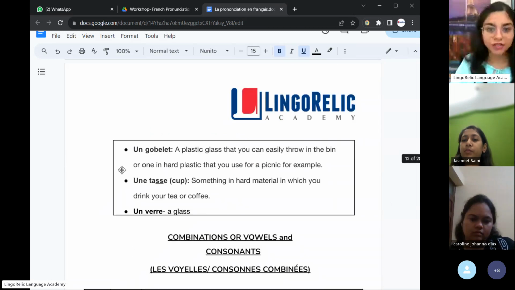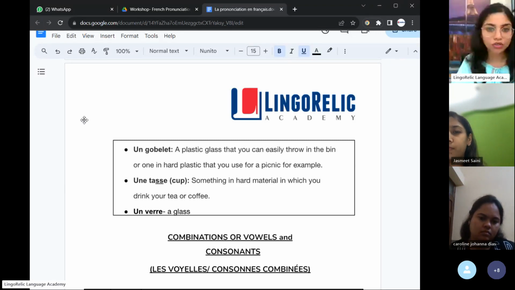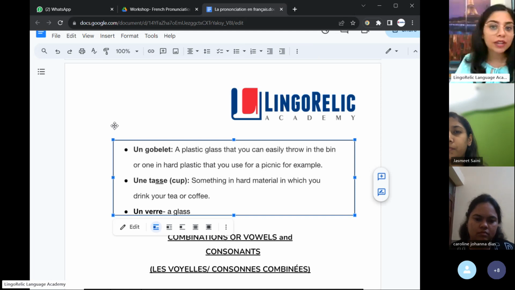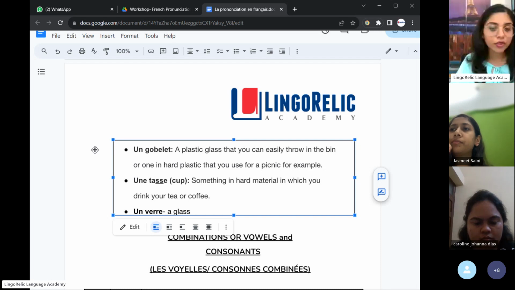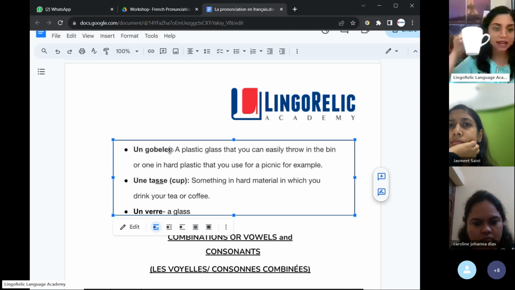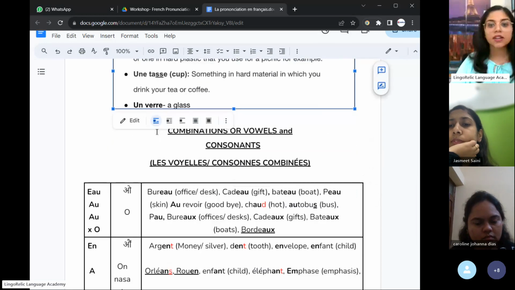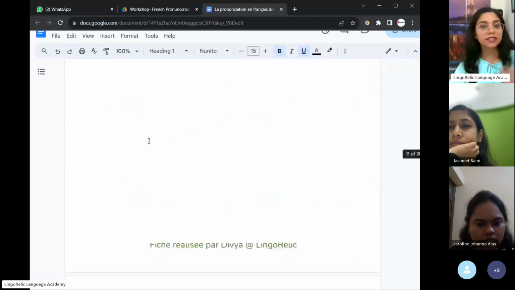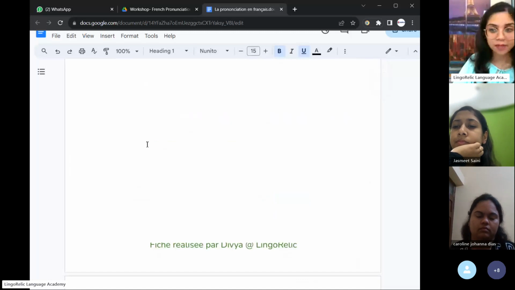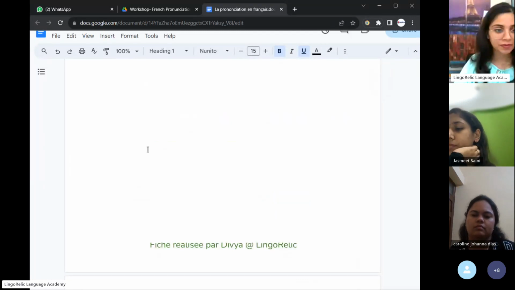Vous savez, une petite chose, a little general knowledge that you need to know, some words. So you have un gobelet, which is a plastic glass, which can be disposable. You have une tasse, a cup, something in hard material. Ça, c'est une tasse. D'accord? Après ça, vous avez un verre. Un verre is a glass, not a cup. Before I move on to the further part, just taking a little pause. If you have any doubts, any questions, tell me. All good?